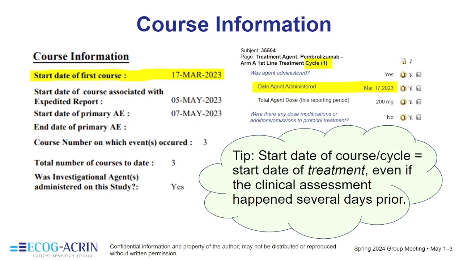Course information, you would think this would also be super straightforward, but it has a few traps. So first up, the start date of the first course. That is the first course of the first step. And I'm checking that against cycle 1 of the treatment agent form, because day 1 of the cycle is always day 1 of treatment. Whether or not they had their clinical assessment a week ago, I'm always checking it against the treatment form.